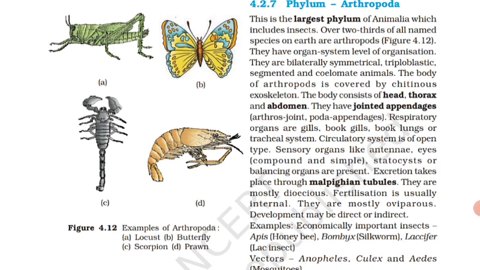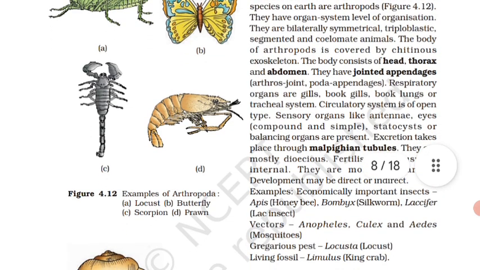Phylum Echinodermata. These animals have an endoskeleton of calcareous ossicles, and hence the name Echinodermata, that is spiny bodied, is given. All are marine. Important line: all are marine with organ system level of organization. The adult echinoderms are radially symmetrical, but larva is bilaterally symmetrical. Adult is radially symmetrical and larva is bilaterally symmetrical.